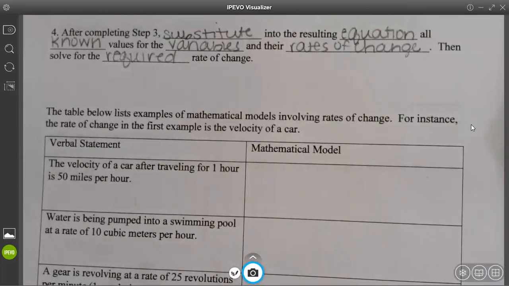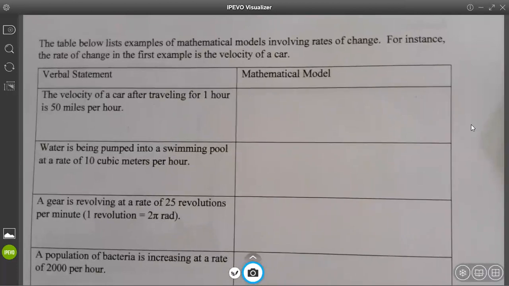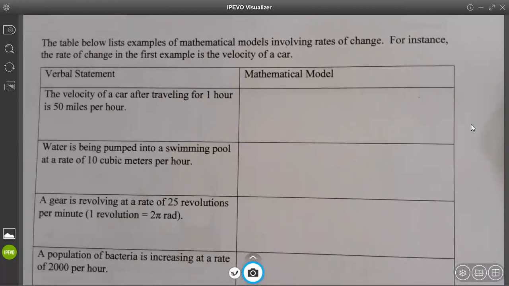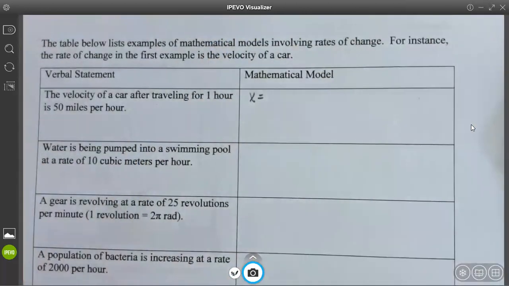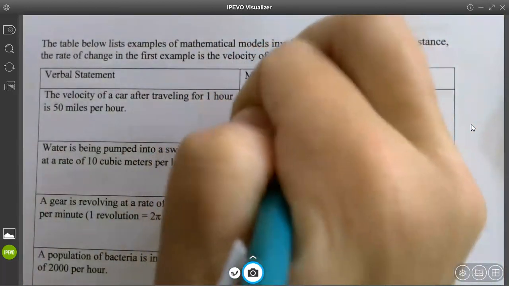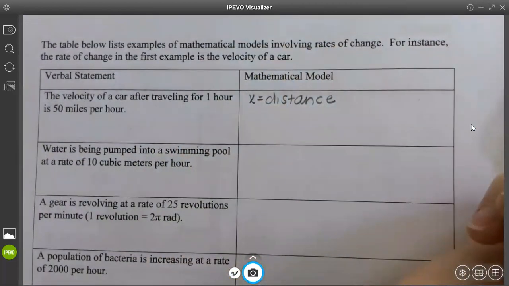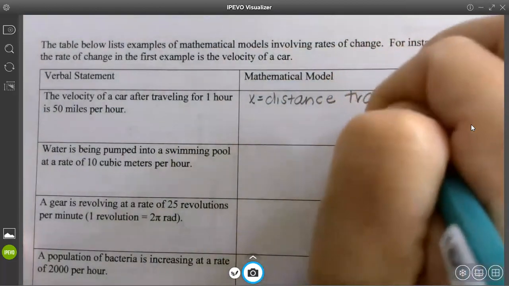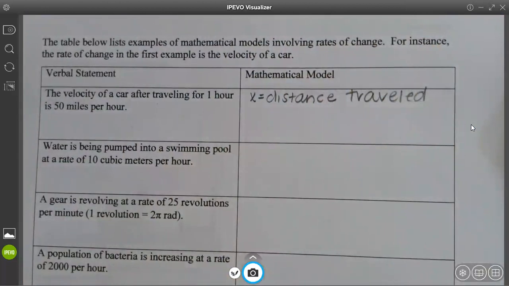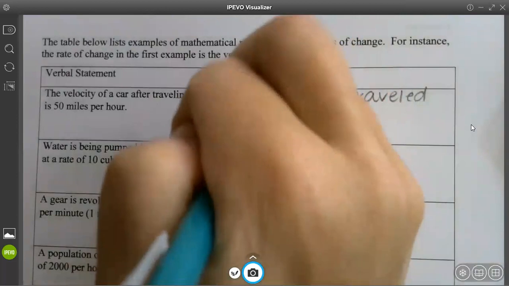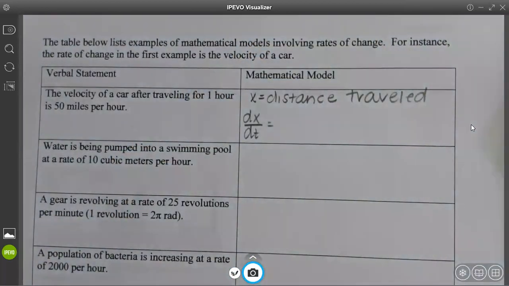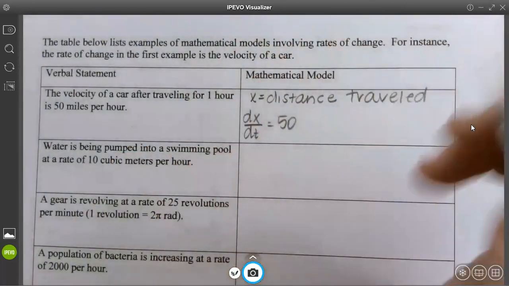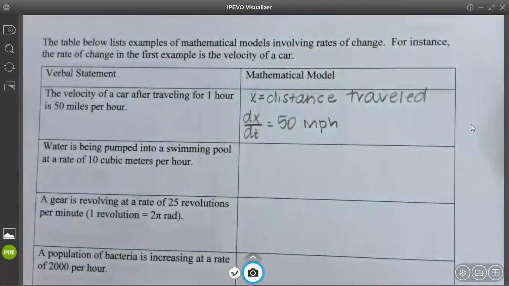All right, the table below lists examples of mathematical models involving rates of change. For instance, the rate of change in the first example is the velocity of the car. So it says the velocity of a car after traveling for 1 hour is 50 miles per hour. So what would our variable be? We're going to say x equals what? No, that's your velocity. What is x? Miles per hour is definitely your rate. x is going to be your distance traveled. Then your rate, dx over dt, is 50 miles per hour.